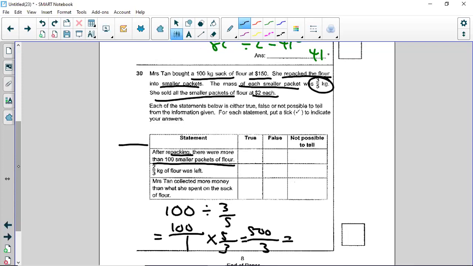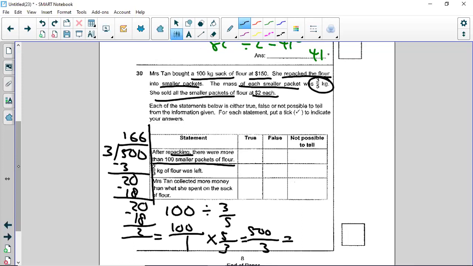And then you must do your working. So 500 divided by 3. So you do your long division. And 6 times 3 is 18. And then you have 6 times 3, 18 again. And stop there, because you're going to write as a fraction. So what's your fraction? 166 and 2/3.